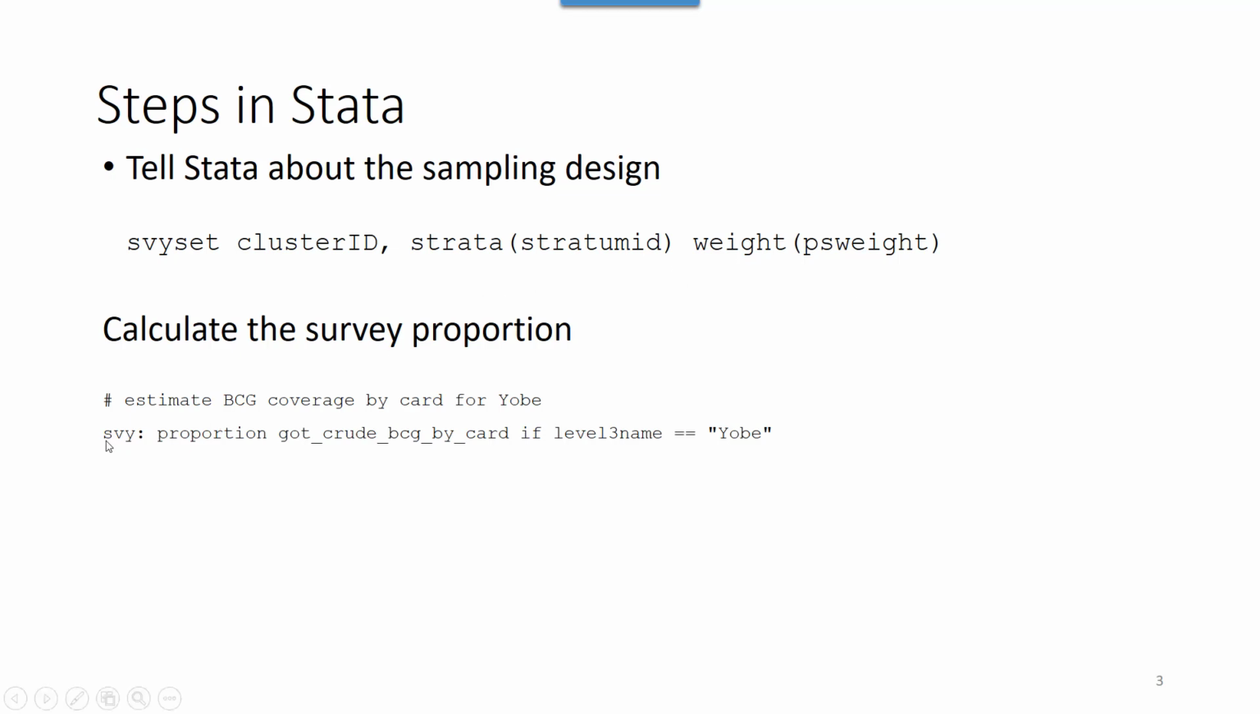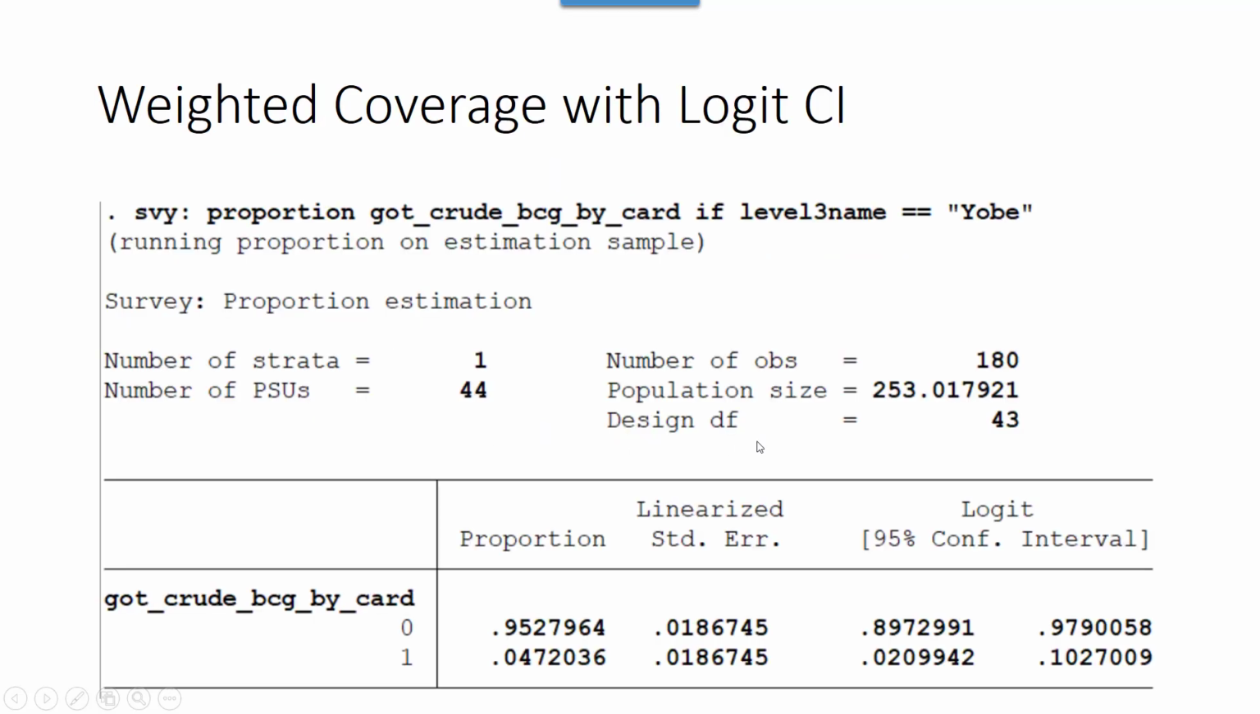And then the syntax for estimating coverage, in this case, we want to estimate crude BCG coverage by card in the state of Yobe. So we use this syntax, svy colon, and then proportion, the name of the variable, this is the indicator variable, and here we're limiting it because we just want to calculate coverage in Yobe.